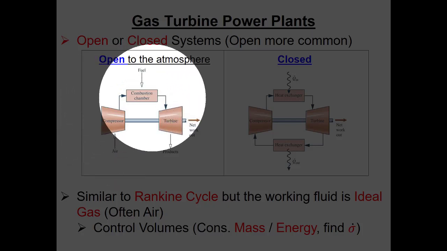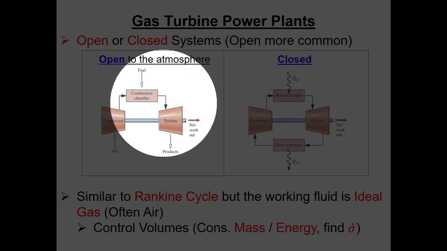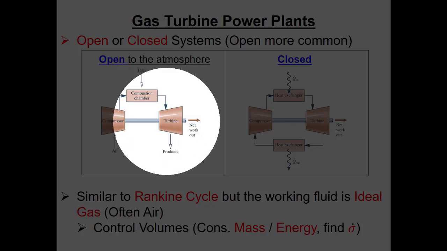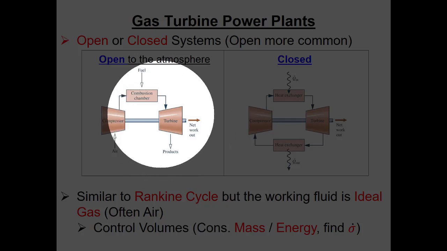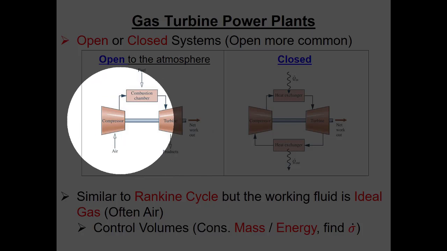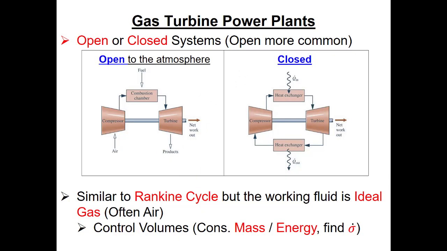Then we increase the temperature by adding heat through this combustor where we're burning the fuel. And then that gas expands through our turbine, which is what's creating power. Some of that power is transmitted through this shaft to the compressor, and the rest goes out to the generator where we put that energy out onto the grid.